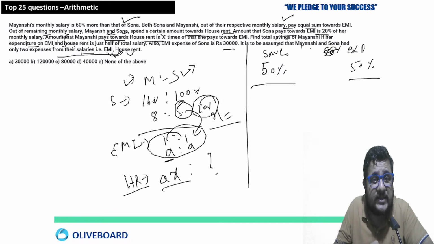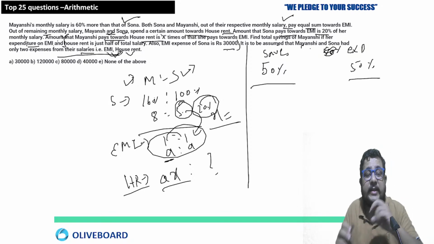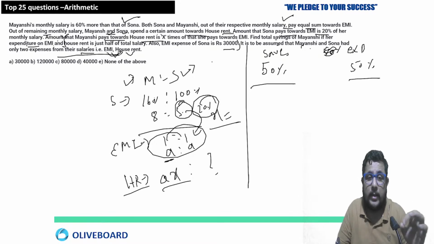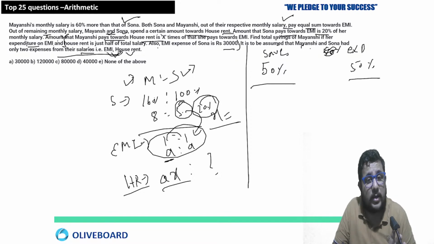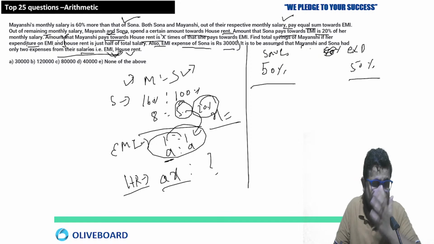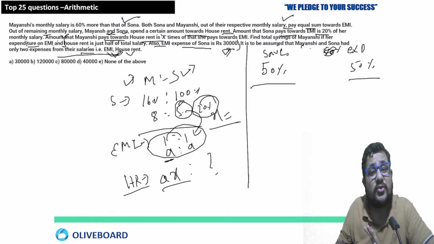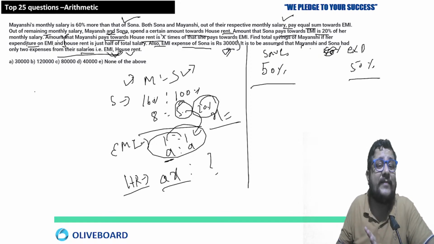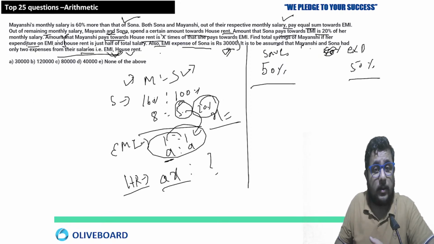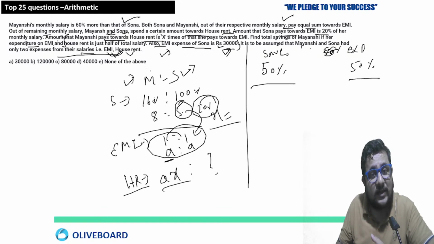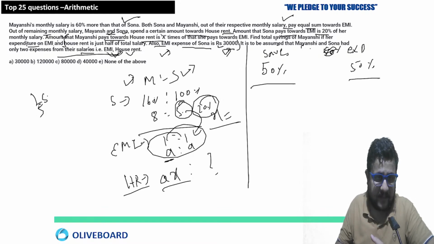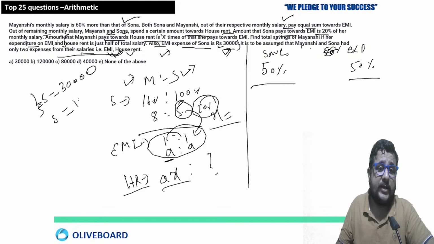See, this line is the most important one. In the exam, you can calculate it verbally, just solving it without writing anything. The EMI expense of Sona is 30,000. So it is already given. 1/5, meaning 20% of Sona's salary, she is spending on EMI, and that is 30,000. If 1/5 of Sona's salary is equal to 30,000, then Sona's salary is going to be 1,50,000.